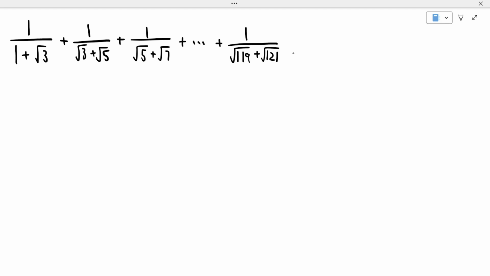So here's another sum for you. How do we simplify 1 over 1 plus the square root of 3 plus 1 over the square root of 3 plus the square root of 5 plus 1 over square root of 5 plus the square root of 7, and so on until the last term, 1 over square root of 119 plus square root of 121.